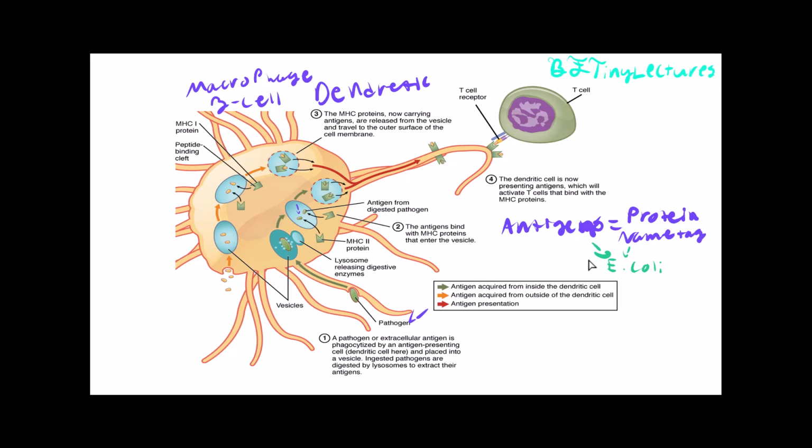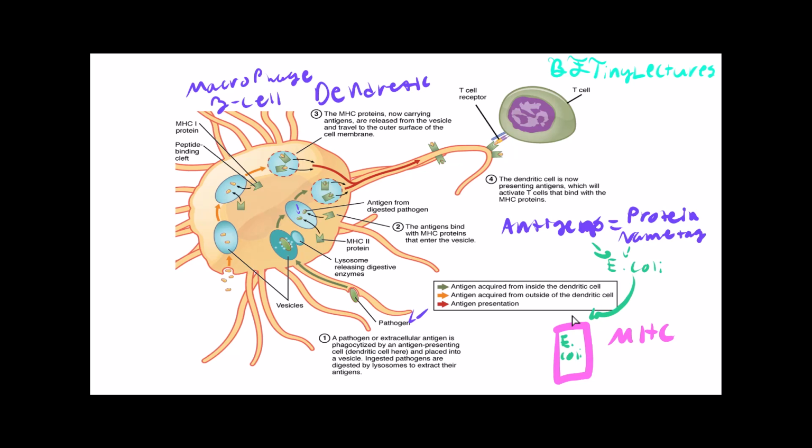What do we do? We're going to take this name tag and attach it to a piece of paper. What is this piece of paper called? Well, remember, this piece of paper is the major histocompatibility complex. So now this antigen is going to go onto this piece of paper, and it's going to say, hey, we're dealing with E. coli. So we have the piece of paper, we have the name on it, that's the antigen on the major histocompatibility complex. And then we've got to present this paper to somebody.